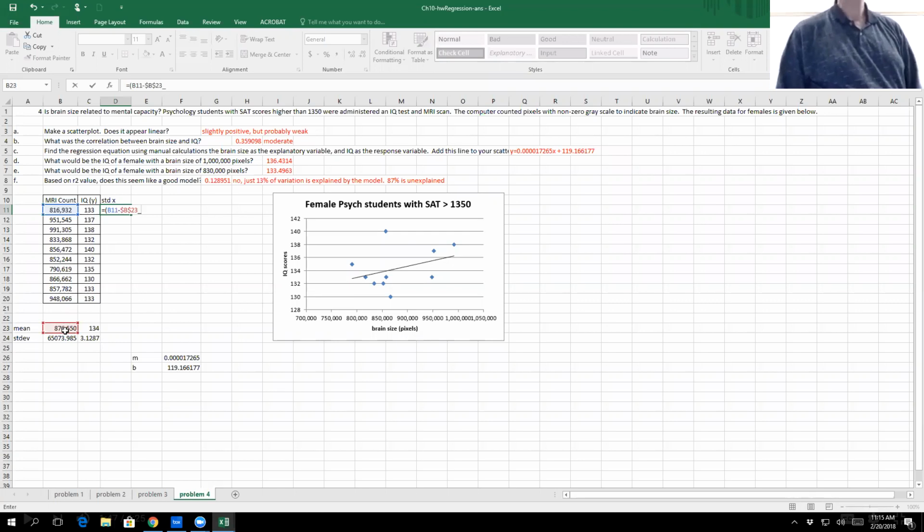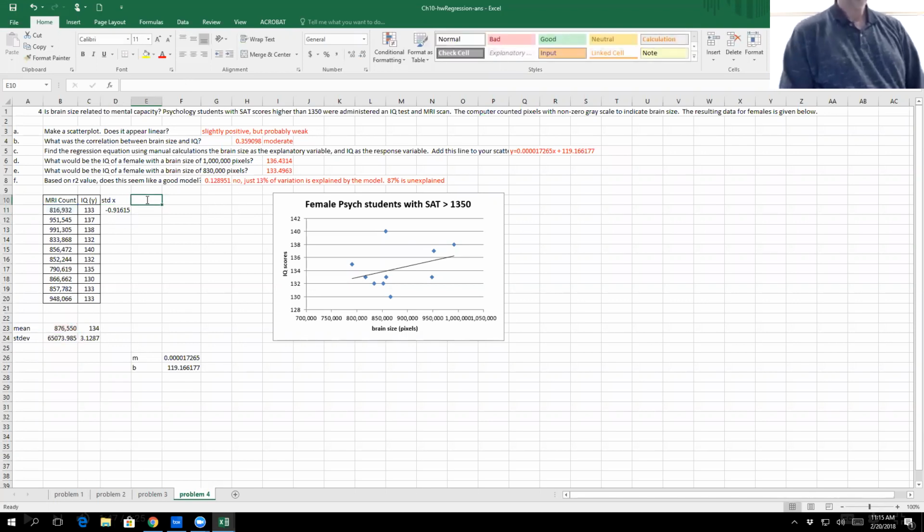I'm going to close my parenthesis. And I'm going to divide by standard deviation, which is 65,000. Okay? I'm going to F4 for that one as well because I want the mean and the standard deviation not to change. So these two here are absolute references. This one here is a relative reference. Does that make sense? Okay?